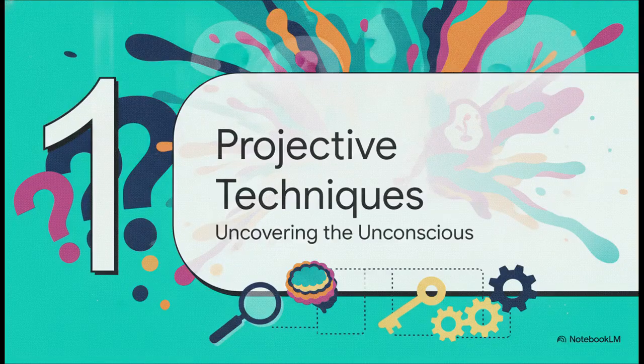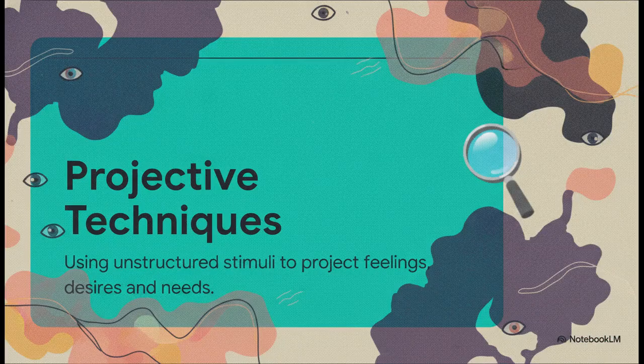Uncovering the unconscious. So the absolutely crucial point here is that to truly understand someone, we need a special set of tools. And that brings us to projective techniques. This is just a brilliant concept. The core assumption here is that if you present someone with a less structured or even entirely unstructured stimulus, they're going to naturally project their own internal feelings, desires, and needs right onto that blank canvas. The ambiguity literally acts as a mirror for the mind. You aren't just looking at the stimulus anymore. You're looking at your own unconscious reflected right back at you.